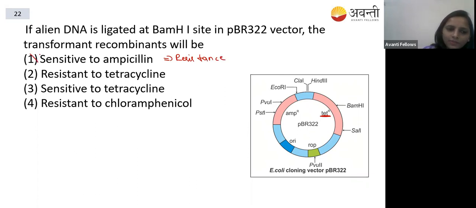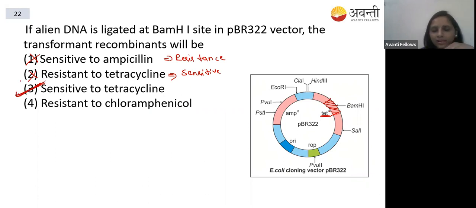Not the sensitivity. So then coming to option 2, resistant to tetracycline. No, guys. How is the resistance going to happen? Because we have inserted the gene in the tetracycline gene, right? So now the tetracycline gene was damaged. It will not produce tetracycline resistance because it was damaged by inserting the DNA. So resistance to tetracycline is not possible. So it will be sensitive. Then in option 3, they are telling sensitive to tetracycline. Yes, guys. So option 3 is correct.